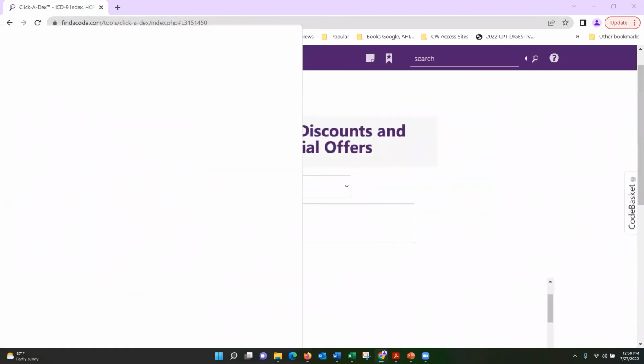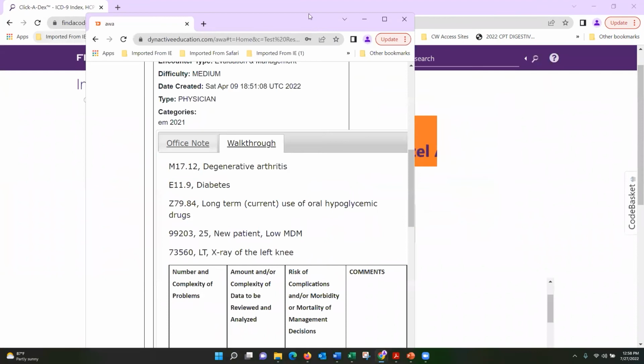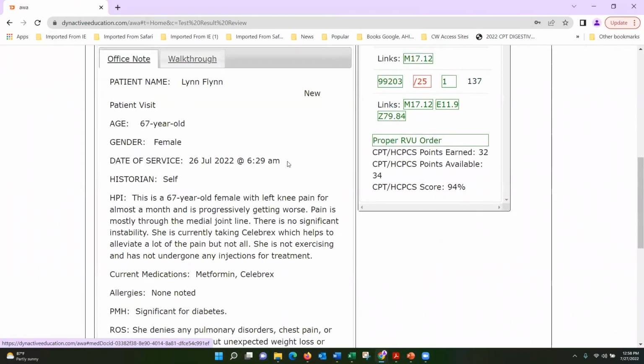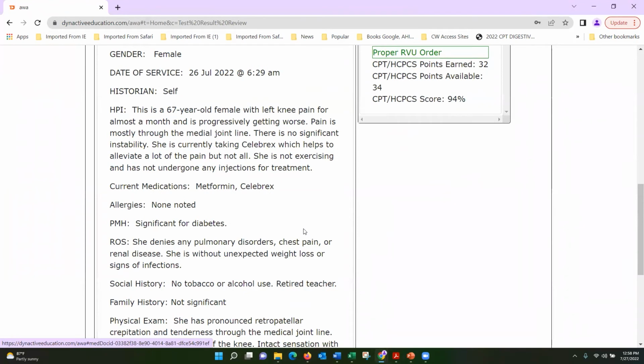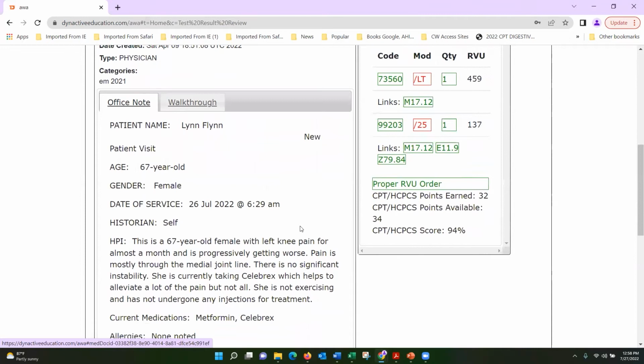Please, can we go to the note again, the office notes? Okay, let me enlarge it again. Okay, where do you want me to go? The office notes, the record. I'm there. Okay. Yes.